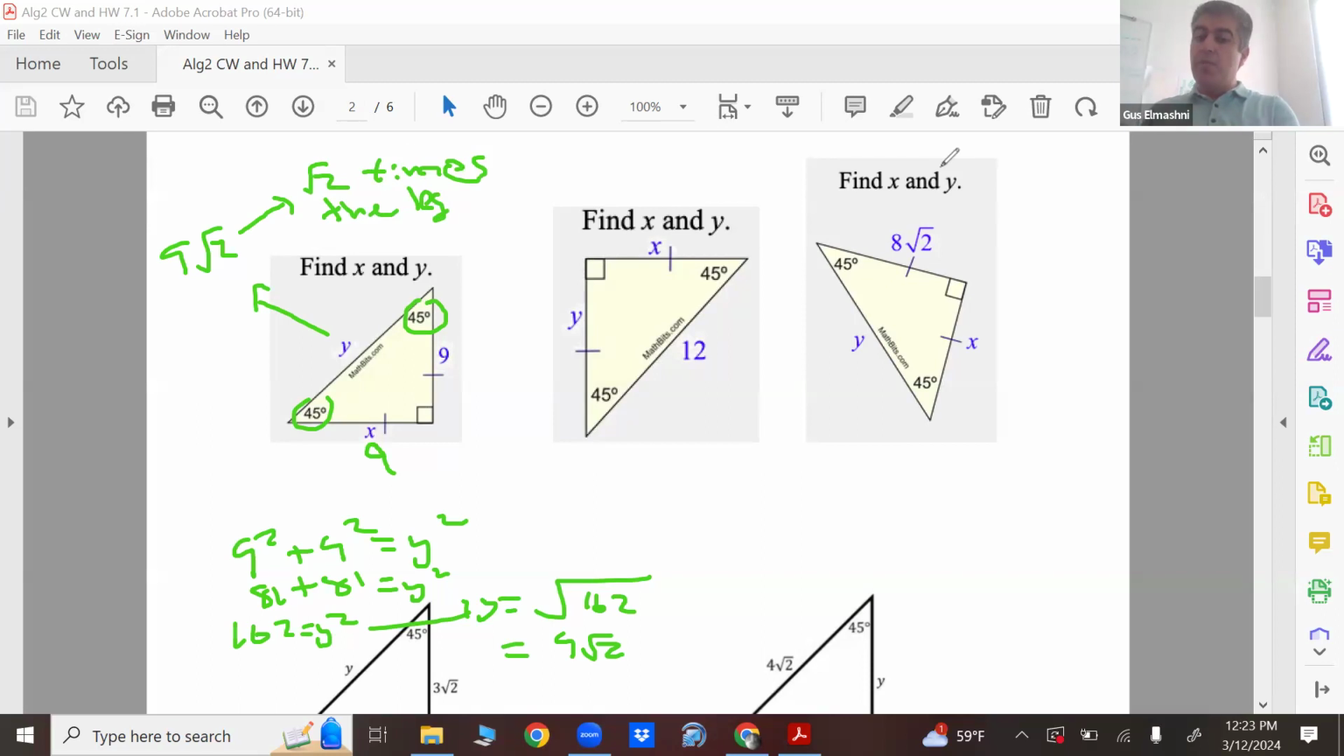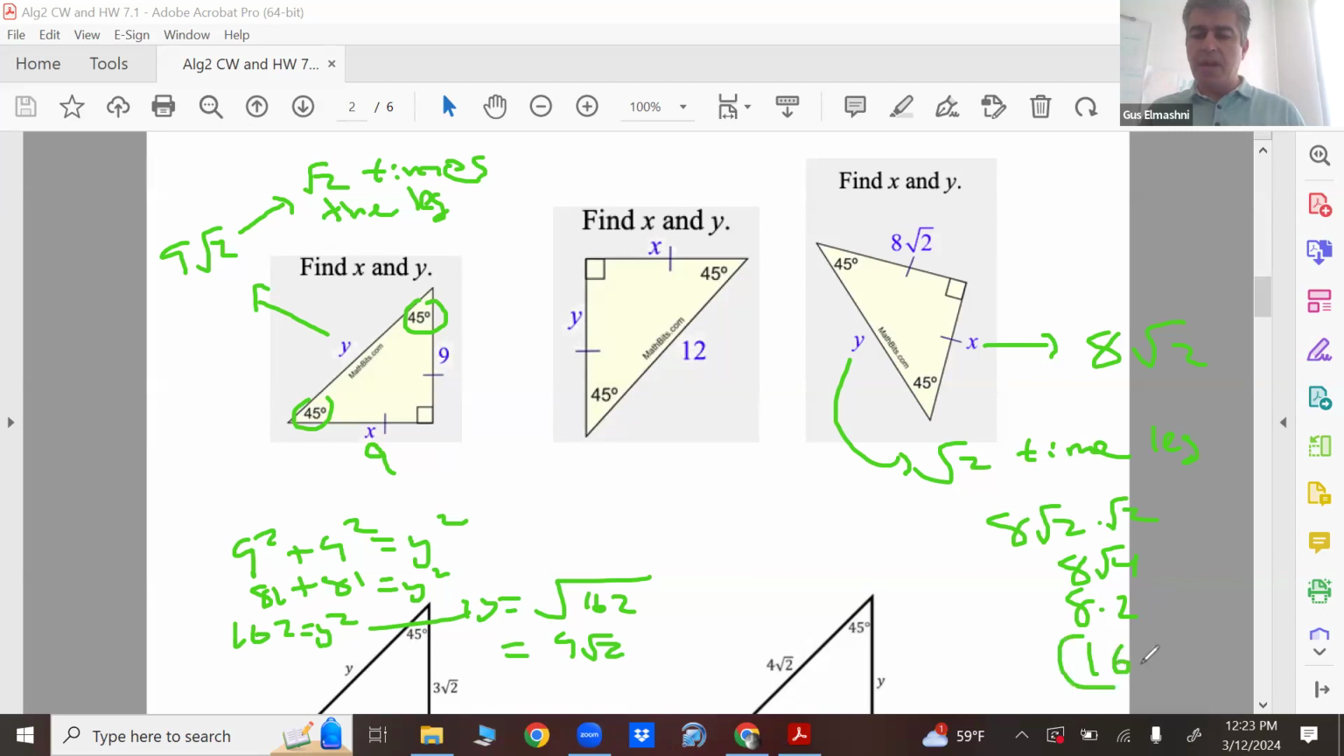So let's do the third one. The middle one's a little tricky, so let's do the one off to the far right. What's x going to equal, guys? 8 root 2, good. And this is going to be root 2 times the leg. Yes, good. 8 root 2 times root 2, 8 root 4, 8 times 2, 16. I know I'm being a little more long-winded about it, but I want to make sure you guys have all the details so you're not confused.